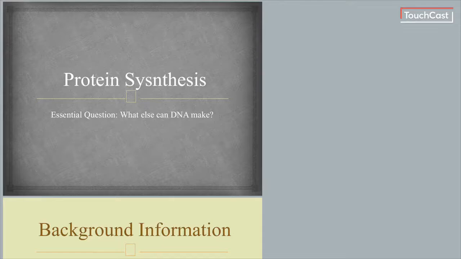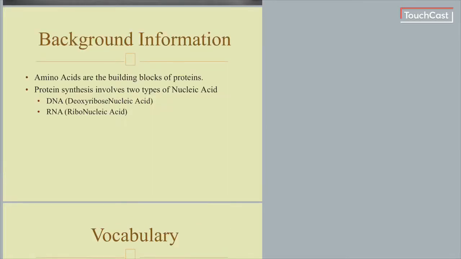Now, in previous presentations, we talked about how DNA can make other DNA molecules. Now we're going to talk about how DNA can make other things, and they do this through a process called protein synthesis. Before we go any further, we need to go over a little bit of background information. First, we need to describe what amino acids are, and these are the building blocks of proteins. It's what protein is made up of.